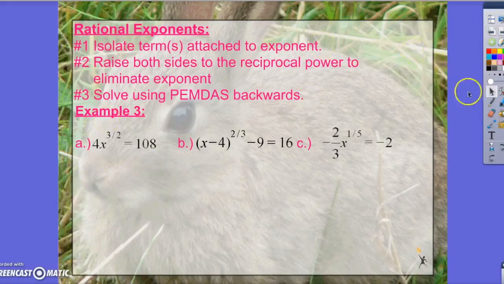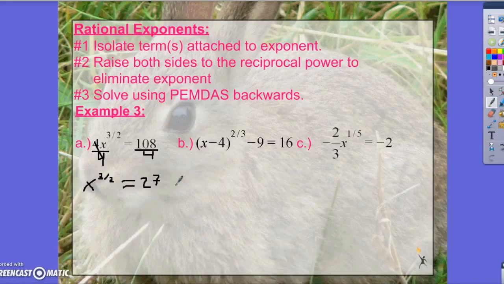All right, so if we look at letter A, 4x to the 3/2 power equals 108. Step 1, isolate terms attached to the exponent. So we have to get rid of what? The 4. We only want the variable with the exponent. So we're going to divide both sides by 4. So you get x to the 3/2 equals 27. All right, so we isolate the term.